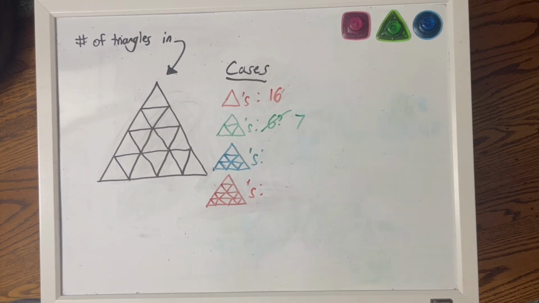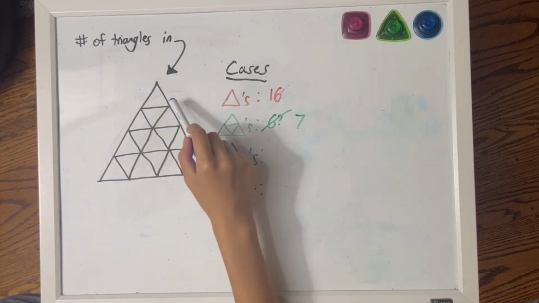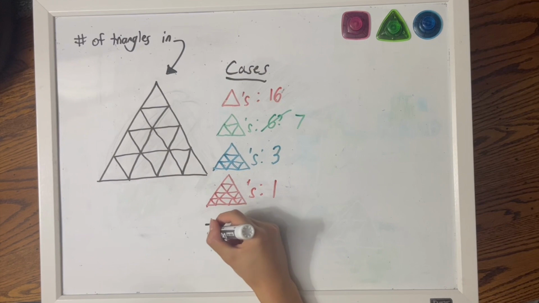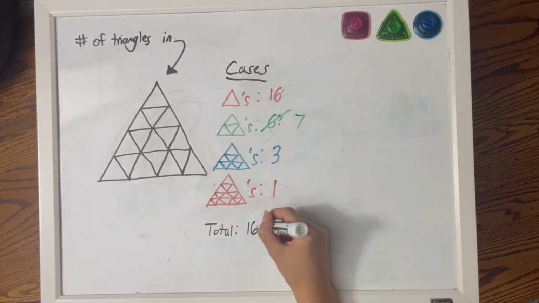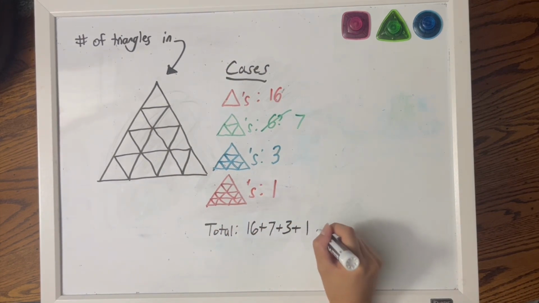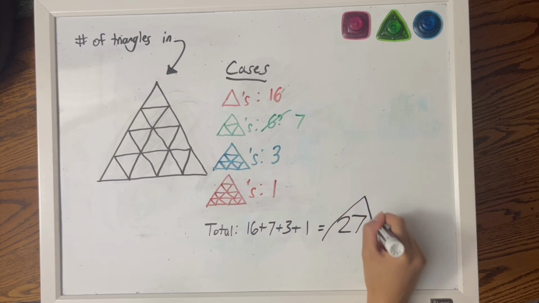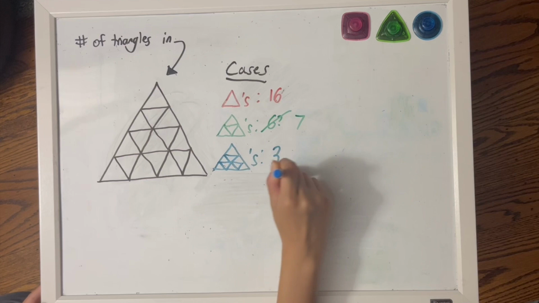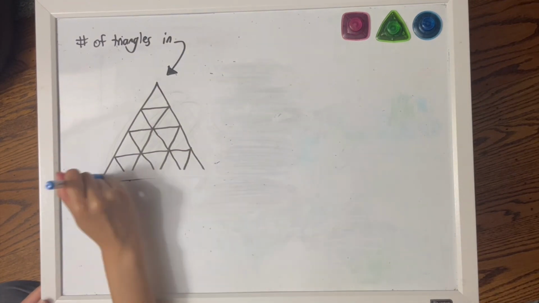Now let's count the number of these blue triangles. This one is a little easier. There are only 3 of these, 1 at the top and 2 at the bottom. Finally, the biggest triangle, there's only 1 of them. So now if we add up each of these cases, we'll find that makes for a total of 27 triangles. And that is the answer. Using casework can make problems like this a lot easier to solve.